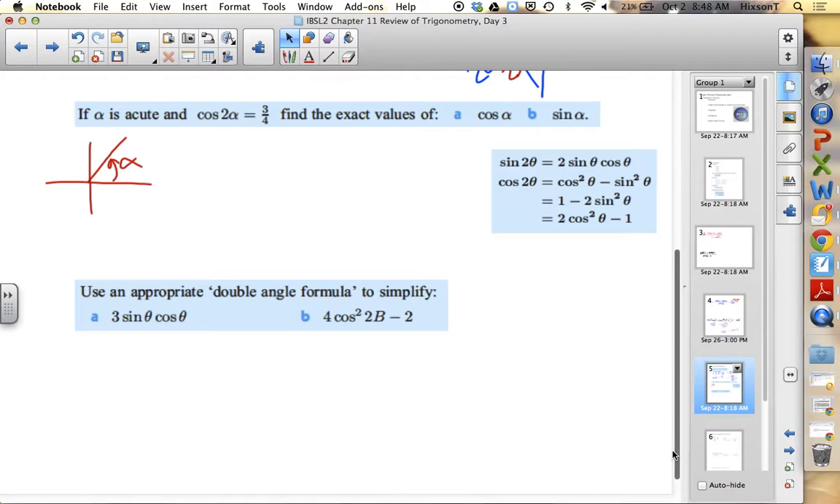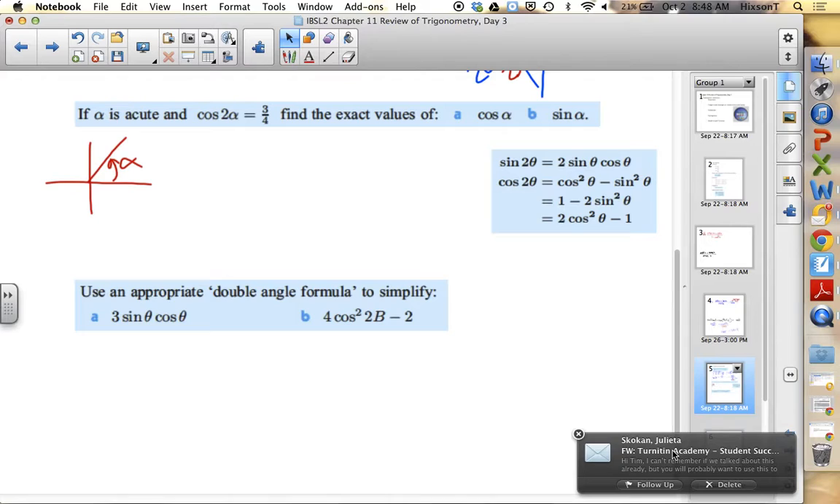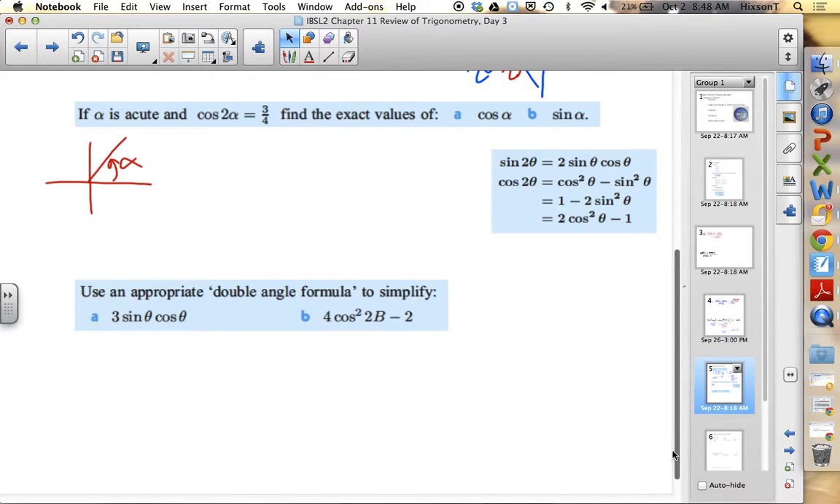We can use a calculator. No. What? One 3/4. Do A and B. Go ahead and try both.